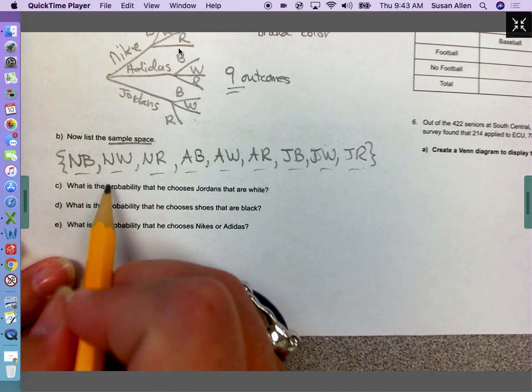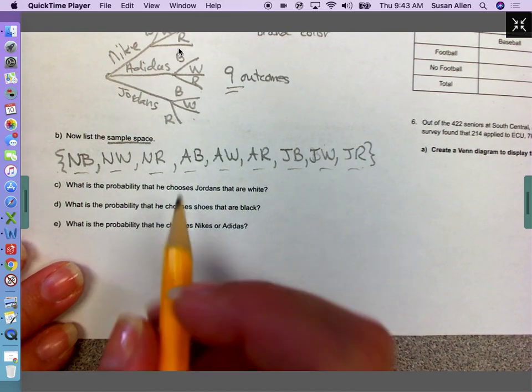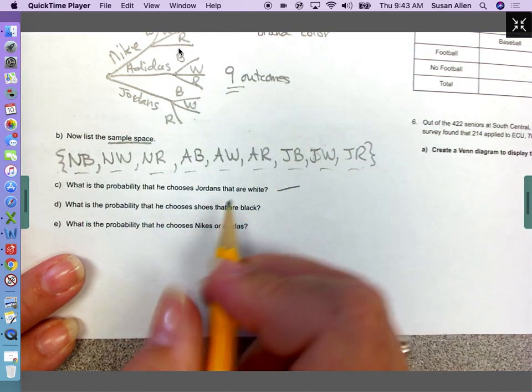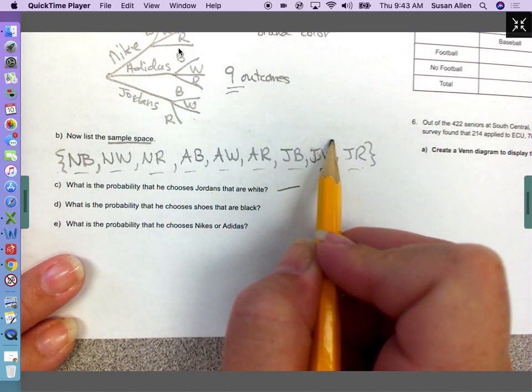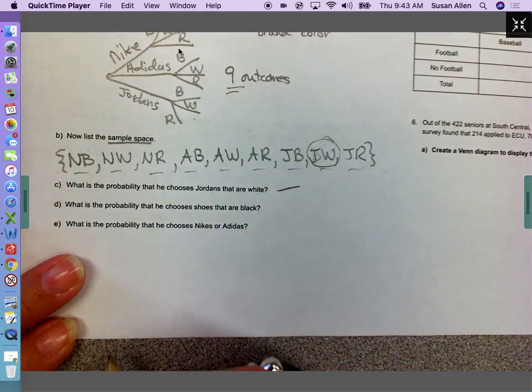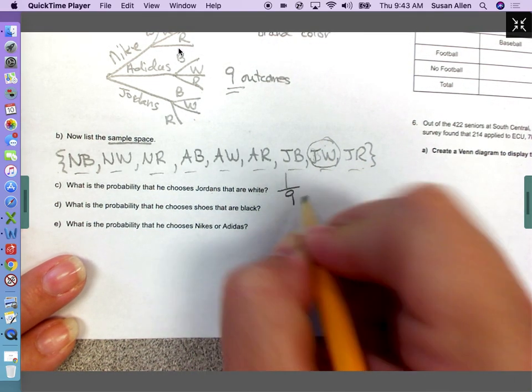Next, for C, you are asked probability with this tree. What is the probability that he chooses Jordans that are white? Well, out of these 9 options, there is only one option where we're choosing white Jordans. So that would be 1 out of 9 options.